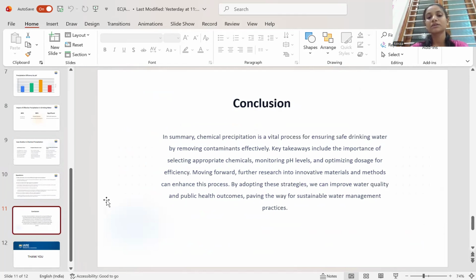By adopting these strategies, we can improve water quality and public health outcomes, paving the way for sustainable water management practices. By doing this chemical precipitation in drinking water, we are ensuring the safety of the environment, safety of public health, removing many contaminants from the water, and decreasing water pollution, air pollution, etc. Thus, chemical precipitation in drinking water is very useful and allows us to drink safe water and pure water.